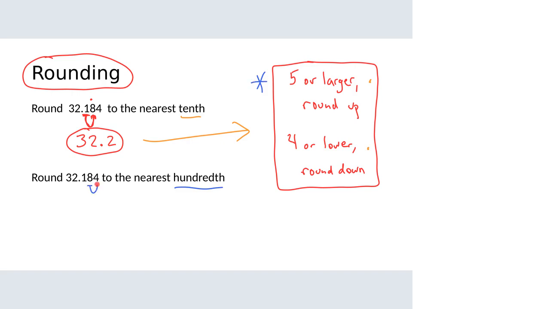I'm going to look one space to the right. If the number in that position is 5 or larger, I round up. If it's 4 or lower, I round down. Well, it's a 4, so I'm going to round down, which means I just drop this and end up with 32.18. I was rounding to the hundredth, so I keep 2 places past the decimal. Let me know if you have any questions on that before I let you try one.